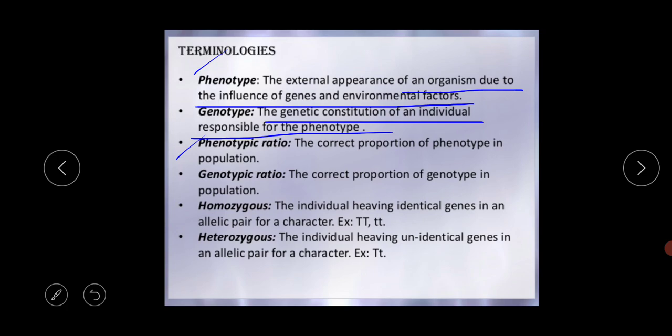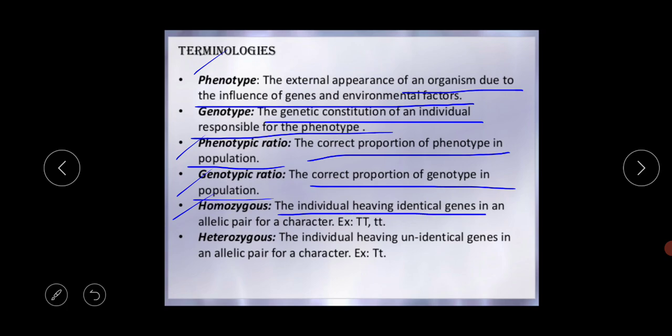Next is the phenotypic ratio, the proportion of the phenotype in the population. That's called the phenotypic ratio. Next is the genotypic ratio. It means the proportion of genotype in the population, in one environment, one territory, one biome. Next is homozygous. What is the meaning of homozygous? Homo means the same. I think all of you know that homo means the same. So it is an individual having identical genes in an allelic pair for a character.